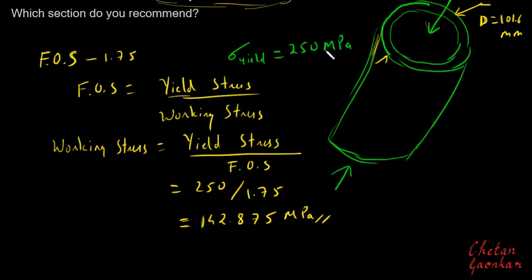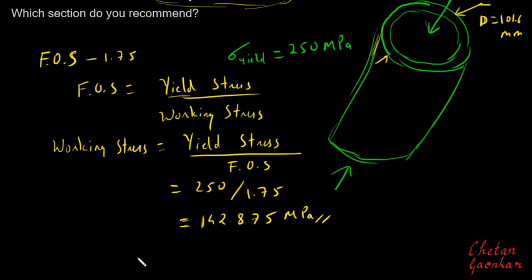Although the yield stress is 250, since we are considering the factor of safety, we want to be on the safer side of 1.75. Therefore the working stress, or the maximum stress which we can allow in this material, is 142.875. And then basically we need to find this thickness, right? So this thickness can be found by area.